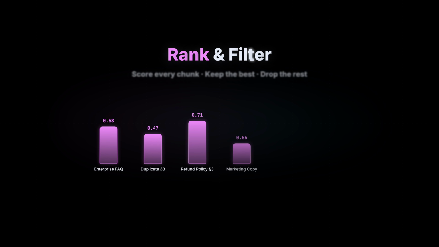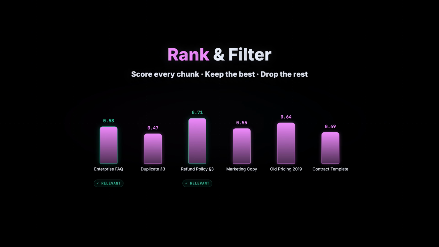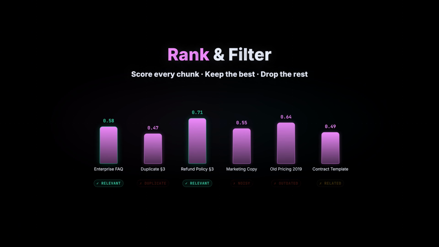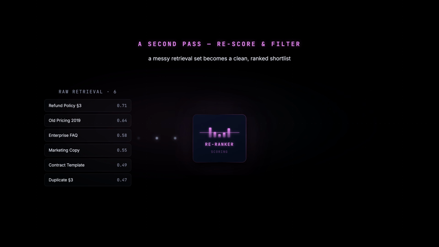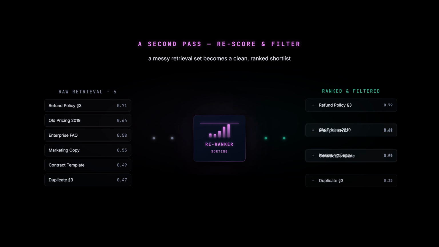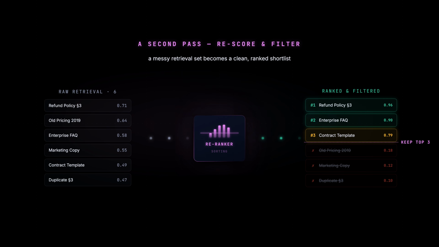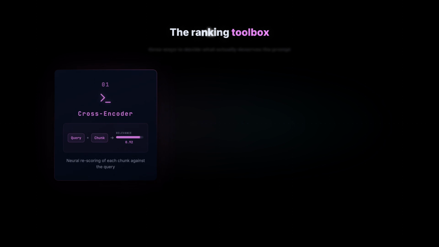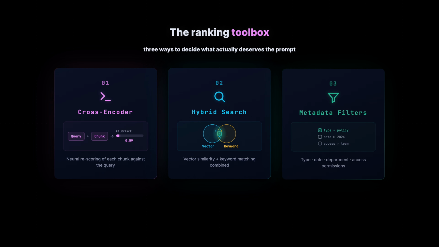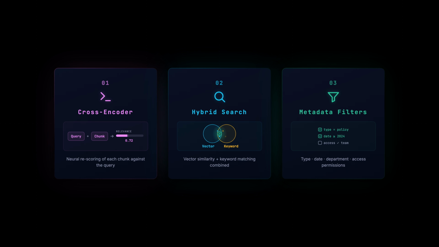Retrieval rarely returns a clean, perfect set of chunks. Some results are highly relevant. Others are tangentially related, outdated, duplicated, or noisy. So a strong RAG system adds a ranking step, a second pass that rescores and filters the retrieved chunks before they reach the model. This can be done with a cross-encoder re-ranker, hybrid search that combines vector similarity with keyword matching, or metadata filters that enforce constraints like document type, department, recency, or access permissions.